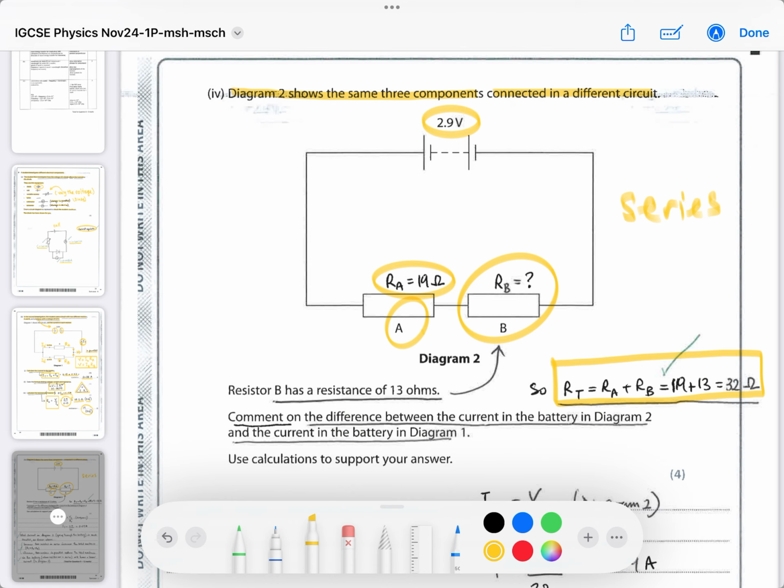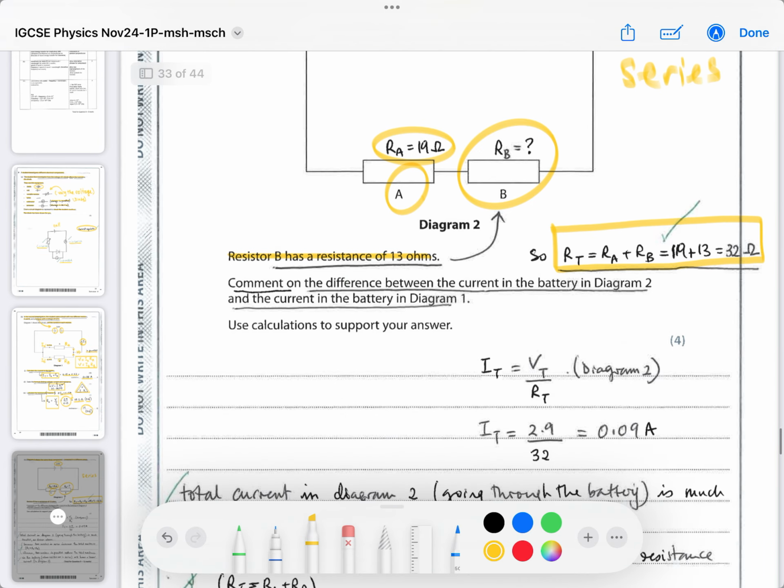So two resistors in series increases the resistance, and two resistors in parallel decreases the resistance because you get more flow through two paths. Resistor B, it says, has a resistance of 13 ohms. So they're telling you what RB is, and you just simply add the two and you get a total resistance of 32 ohms. Okay? Now they haven't asked us to do that, but I'm just showing you how series circuits work. Okay? So comment on the difference between the current in the battery in diagram 2 and the current in the battery in diagram 1.